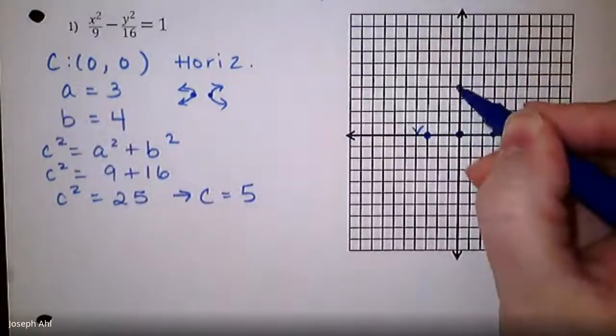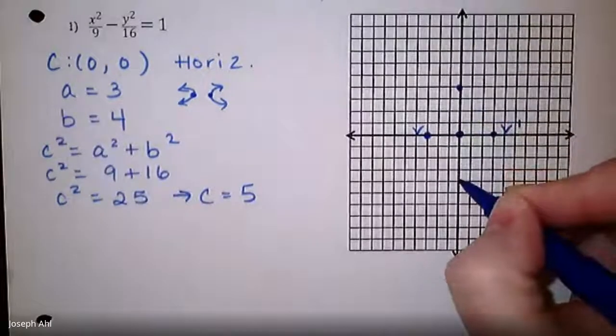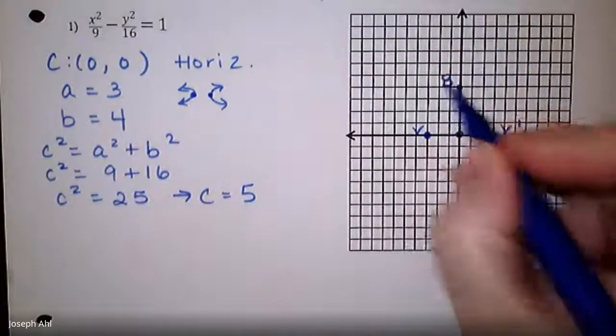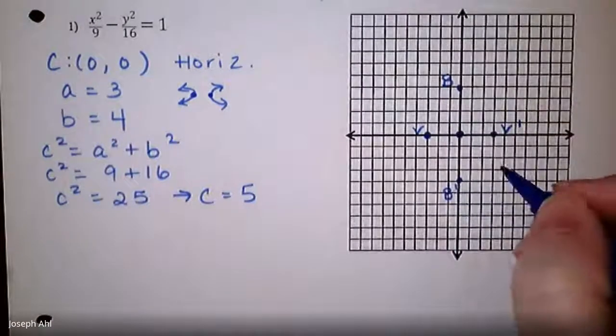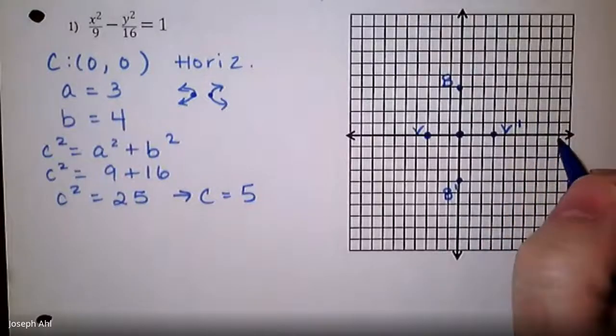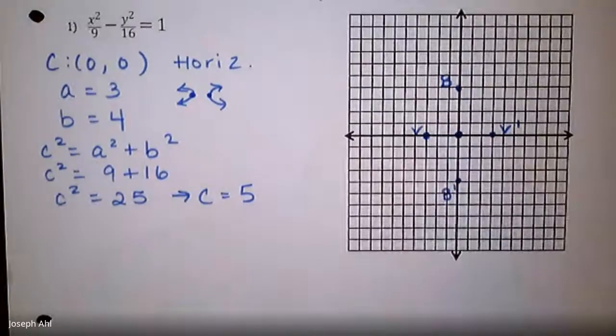These are called the ends of the conjugate axis. So you've got B up here and B prime down there. Okay. Once you plot those points, do not make an ellipse. It's very tempting. What you're going to do is make a box that connects those 4 points.